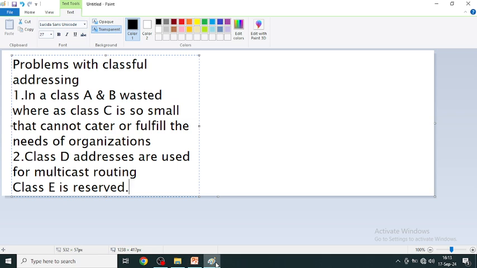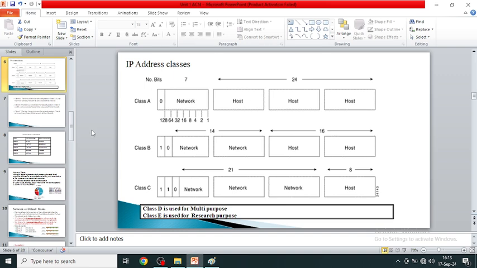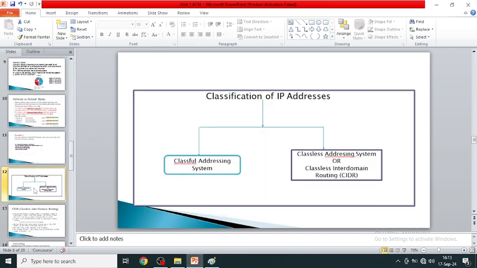Getting my point? In class A and B addresses are wasted, whereas class C is so small that it cannot fulfill the needs of an organization. Class D is used for multicast routing, and class E is reserved. These are some problems with classful addressing.